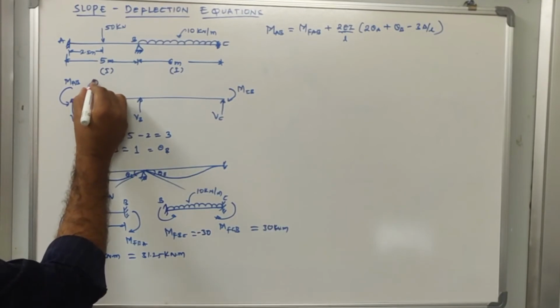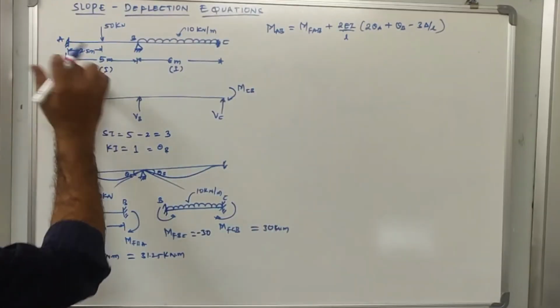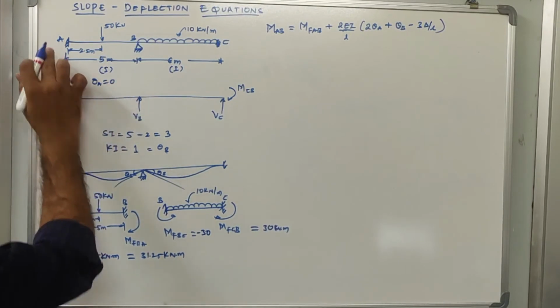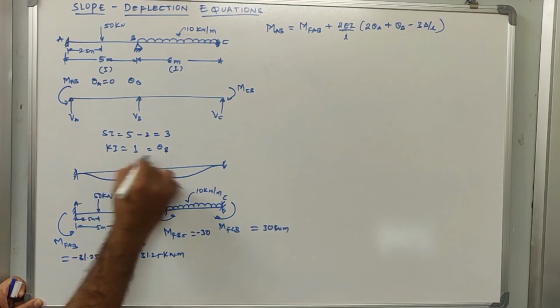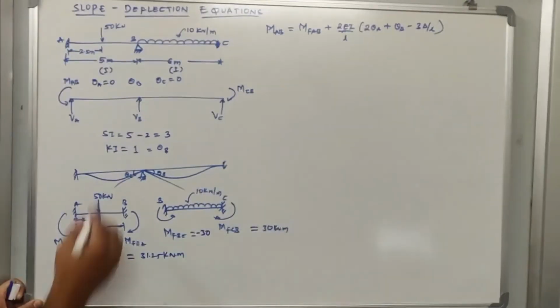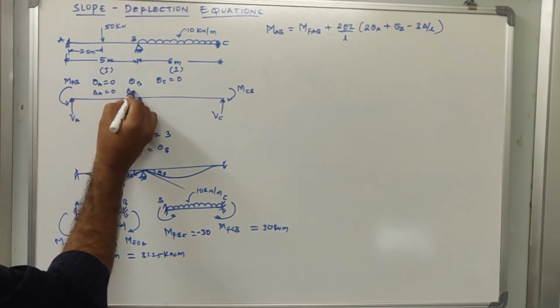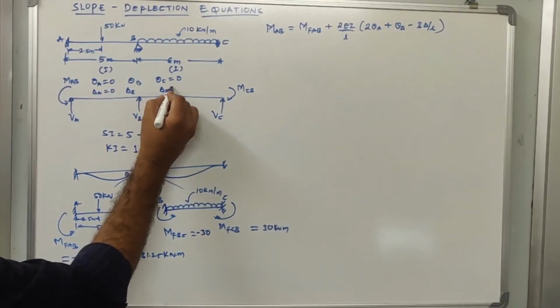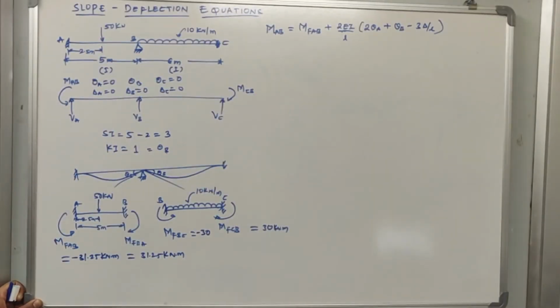So what is theta A? Looking at this, it is a fixed end, so theta A will be equal to 0. Now theta B exists, because I calculated it from here using kinematic indeterminacy, and theta C is also equal to 0, right? Now delta A is 0, delta B is also 0, and delta C is also equal to 0. These are our compatibility equations, right?